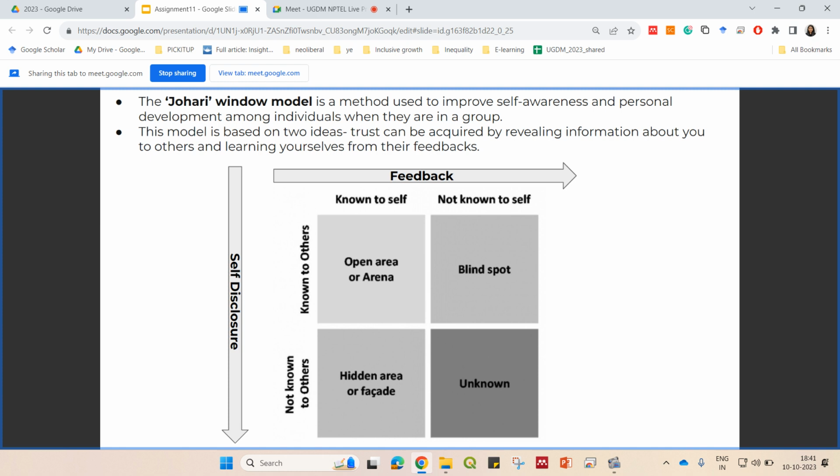Next, the Johari window. The Johari window model is a method used to improve self-awareness and personal development among individuals when they are in a group. It is based on two ideas: that trust can be acquired by revealing information about yourself to others, and also by learning about yourself from the feedback of other people.